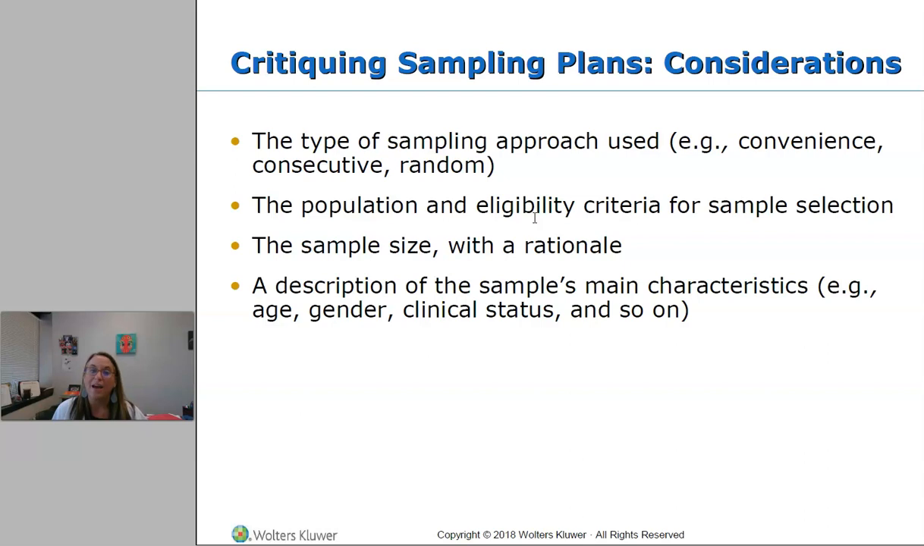And then the last thing you'll see is an actual description of what the sample looked like. So that's some demographics. They may tell you the mean age and standard deviation. They may give you proportion of gender. They may give you clinical status, like what was the average severity of peripheral neuropathy, or what was the average number of amputations in each participant in the study. So those types of things you would see.